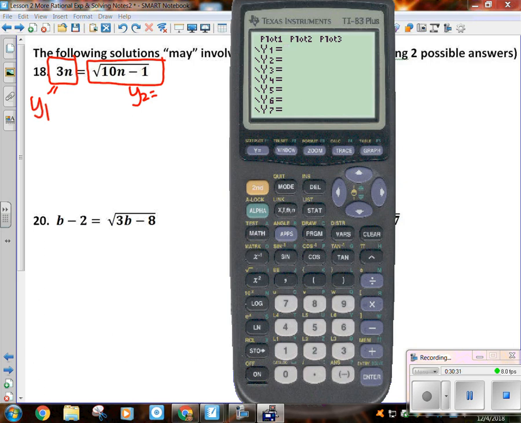I'm not sure if yours does it, so use mine for now, okay? After we do this one.